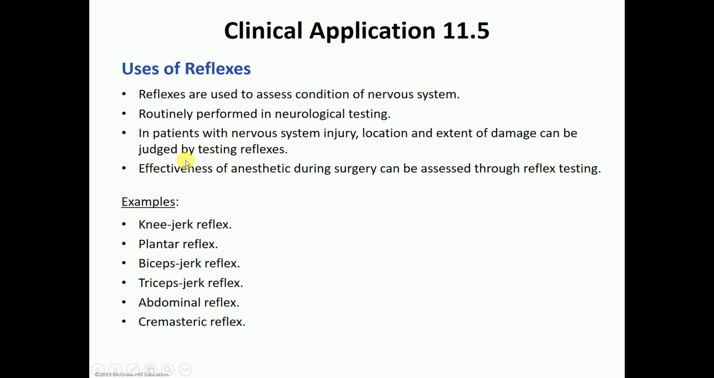Examples of reflexes, we have the knee jerk reflex. We talked about that. The plantar reflex, and that reflex is performed on the sole of the feet. At the elbow, we could do the biceps and triceps reflex. We have the abdominal and the cremasteric. So the abdominal reflex is where you would scratch the skin of the abdomen, and that leads to the contraction of the abdominal wall muscles.